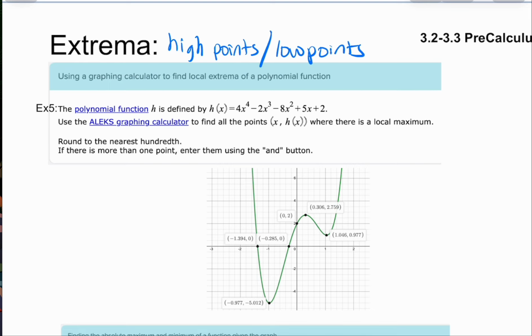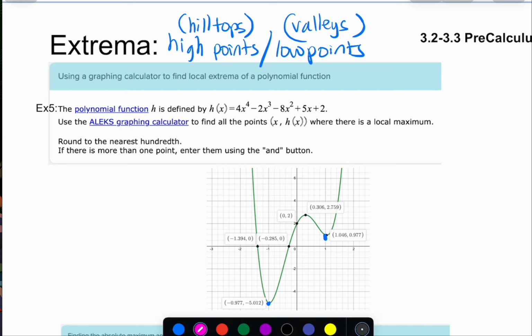I think of them as hilltops and valleys. Okay, so if we look at this graph here, I see 2 valleys and I see 1 hilltop.